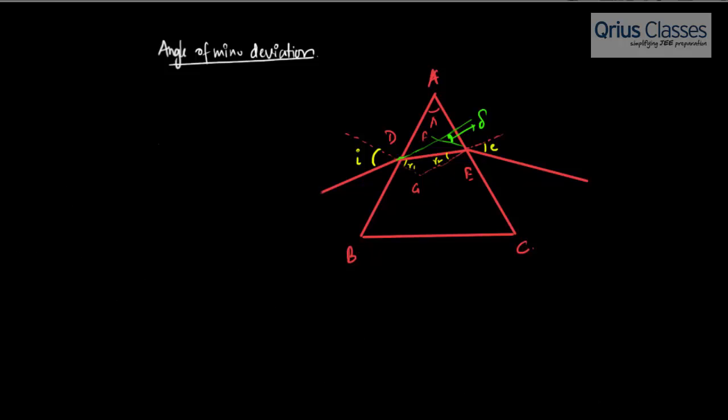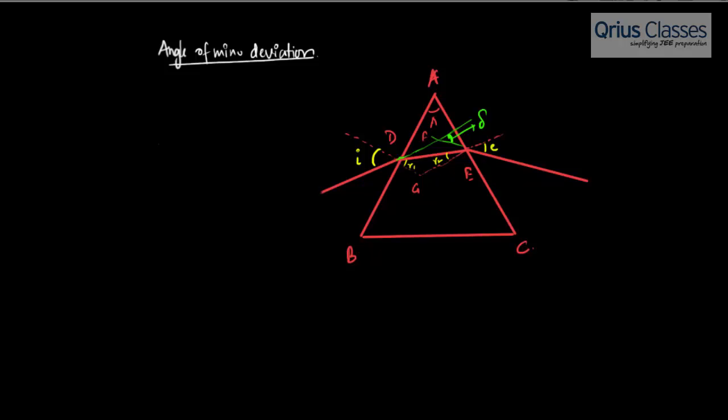Hi, I'm Akshay, and we've been getting this problem that most of the kids just don't understand why the angle of deviation is minimum when the angle of incidence becomes equal to the angle of emergence in a prism.